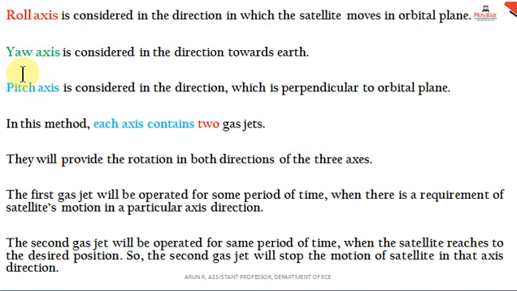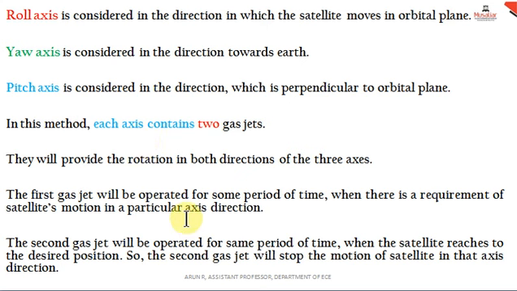In this type of stabilization method, two gas jets are used on each axis in order to stabilize its position, and they provide rotation in both directions. The first gas jet will be operated for some period of time, and after that the second gas jet will be operated for the same period of time. When the satellite reaches the desired position, the second jet will stop the motion of the satellite in that direction.